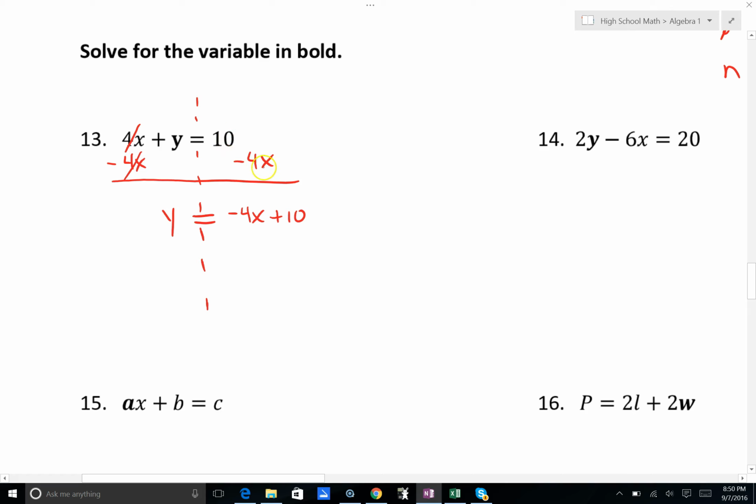We cannot say 10 minus 4x and get 6x because these are unlike terms. Remember, like terms are same variable and same exponent. Here, x has the variable, 10 does not. We cannot go combining them. In order to combine, they must be like terms. Same variable, same exponent. These two are unlike. One has the variable, one does not. The correct answer is y is equal to negative 4x plus 10.